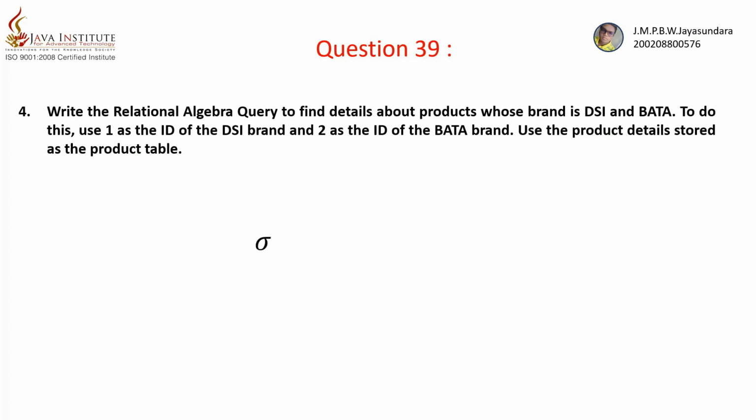So first we need to use the selection, then the condition. In here, since they have given two brand names, first one is DSI and then Bata, and they have also given us 1 as the ID for DSI brand and 2 as the ID for the Bata brand. So we are going to check brand ID, and then in here we have given 1, 2. This comma means OR in the relational algebra. So whether this one is true or this one is true, it's going to give us the output. So then we have to mention the relation. In this case, the relation is the product table.